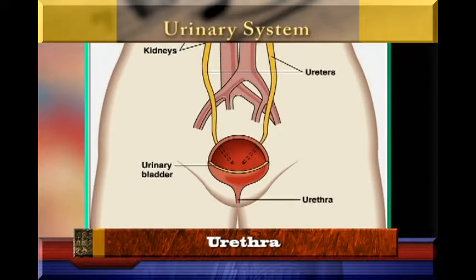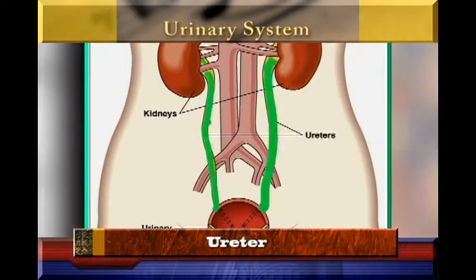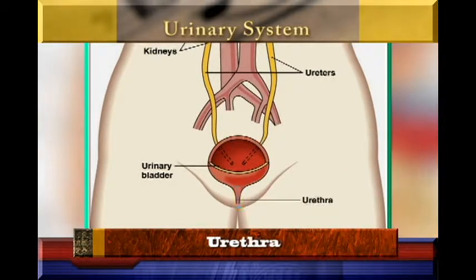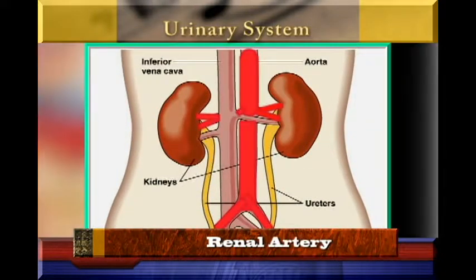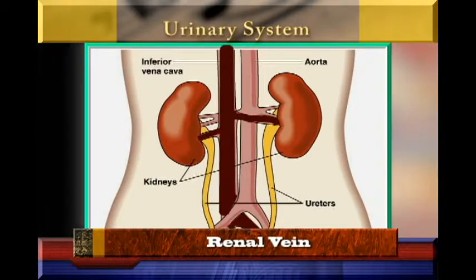The urinary system is made up of the kidney, the ureter, the bladder, and also the urethra, with the supply of blood by the renal artery and also removal of blood by the renal vein.